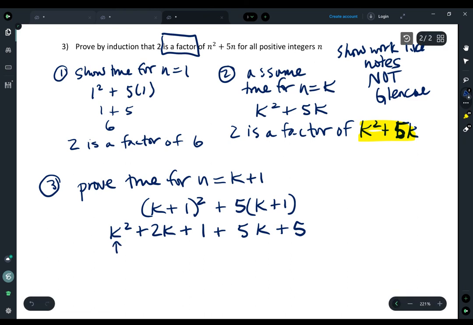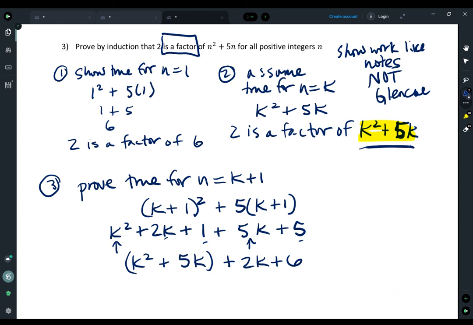So sure enough, here I have a k squared, here I have a 5k. So I'm going to go ahead and write those out in front. And I'm going to separate them off with parentheses. And then I have left a 2k and a 1 and a 5, which is going to be 2k plus 6. So because I have already assumed that 2 is a factor of the k squared plus 5k, I know that 2 is a factor of this. So that part I'm all set on.